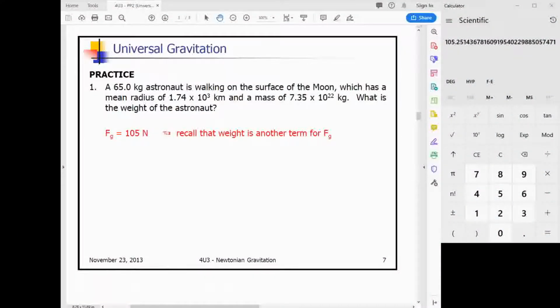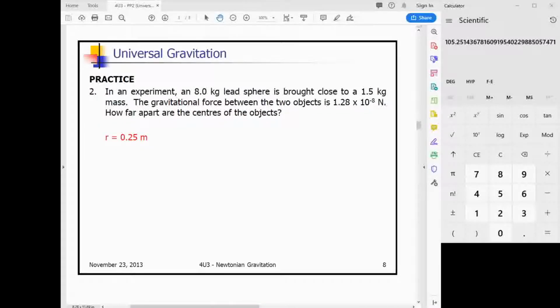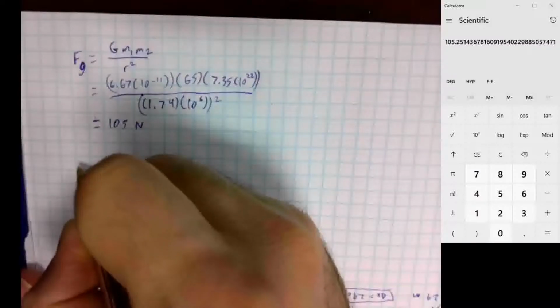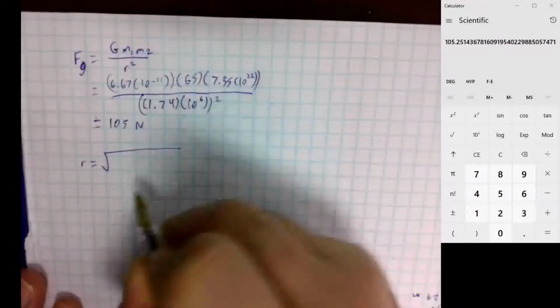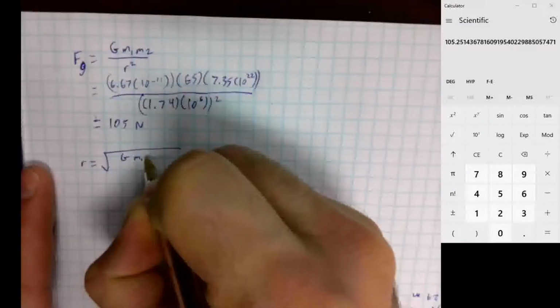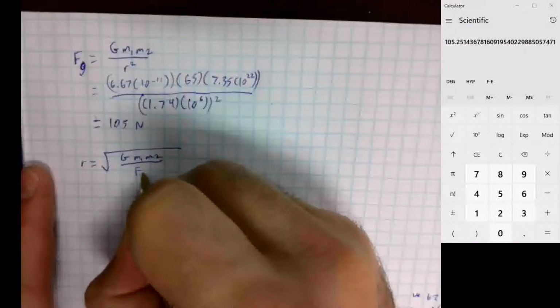Looking back at another problem, it says in an experiment, an 8 kilogram lead sphere is brought close to a 1.5 kilogram mass. The gravitational force between them is 1.28 times 10 to the negative 8 newtons, very small. It says how far are the centers of the objects. So in this case, we have to solve for r. Looking at this equation here, I have to rearrange that for r, which is the square root of G m1 m2 over Fg.